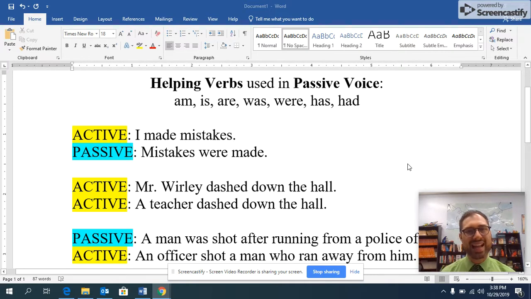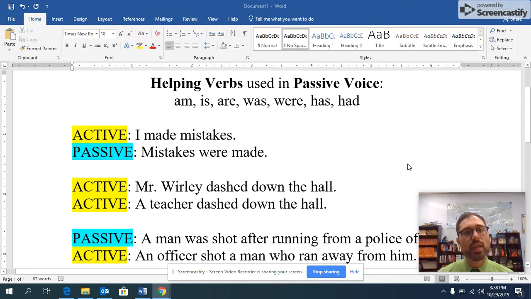Let's take a look at active and passive voice. Active and passive voice is something we use in writing, in how we label and construct our sentences. It doesn't matter whether we're talking about simple, compound, or complex sentences, but we are going to take a look at the verbs that are being used.